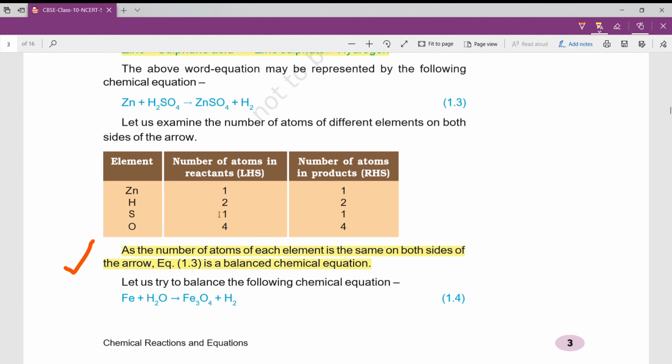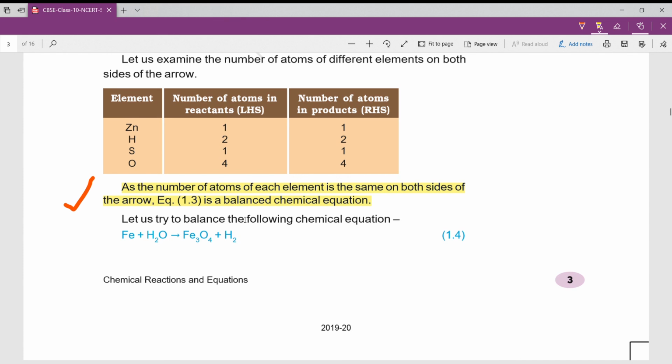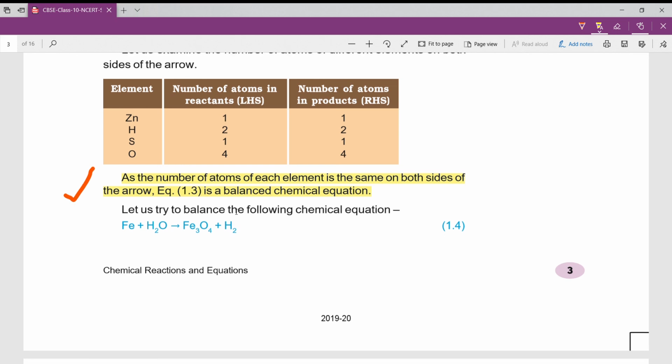Similarly, with the other constituent elements, it is completely a balanced equation, as the number of atoms of each element on both sides of the arrow, that is on the reactant side and on the product side, is equal. Hence we call it a balanced equation.